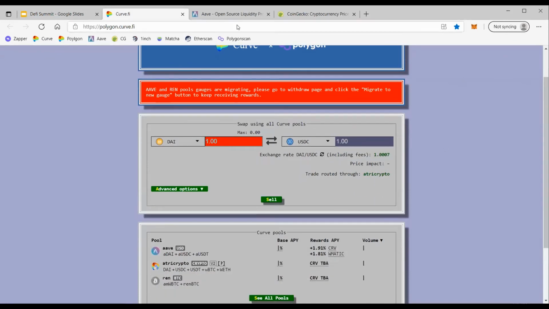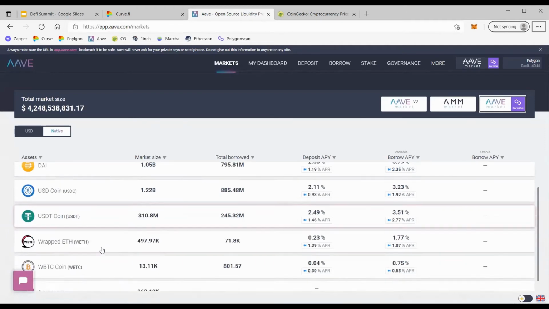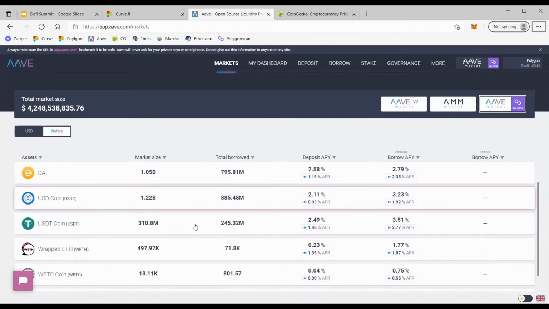Okay, so I'm actually going to go to Aave first. This is the lending and borrowing platform. You can see the different coins they provide on the platform. You can deposit, withdraw, or take a loan out of any of these coins they have on this dashboard.